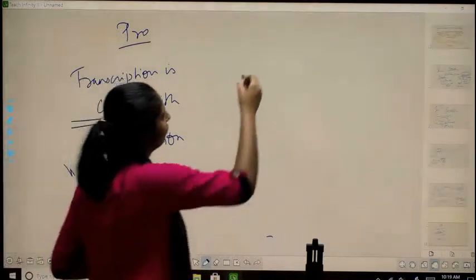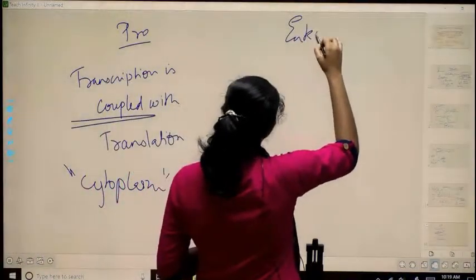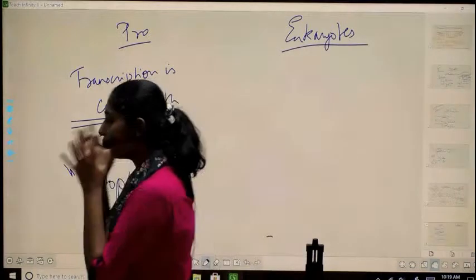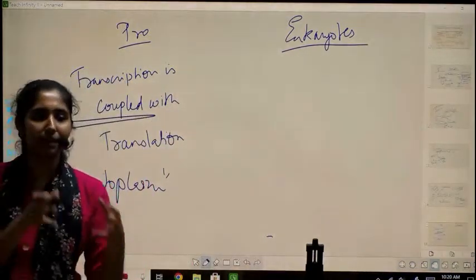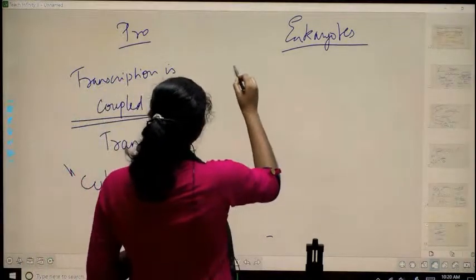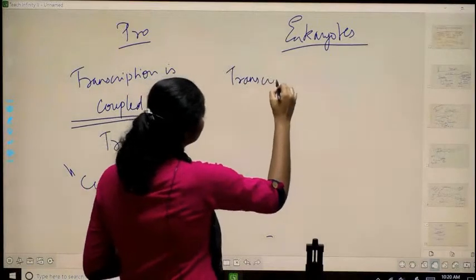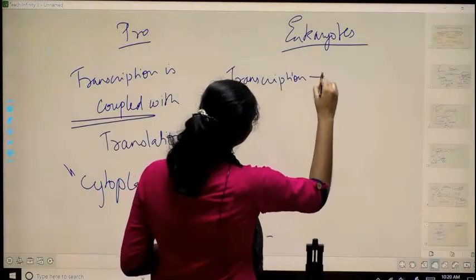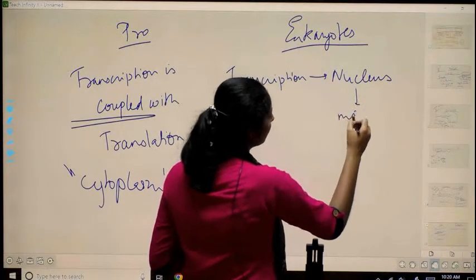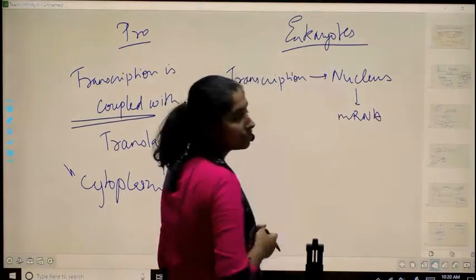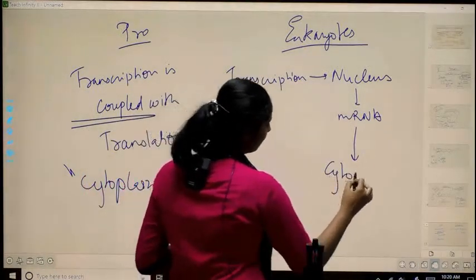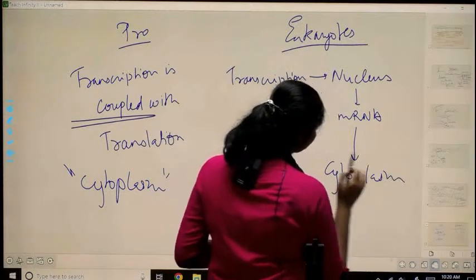In case of eukaryotes, what we observe is that both the processes are separated in space and time. So transcription is going to occur in the nucleus. And then the mRNA that is formed is going to get transported into the cytoplasm, where translation would occur.